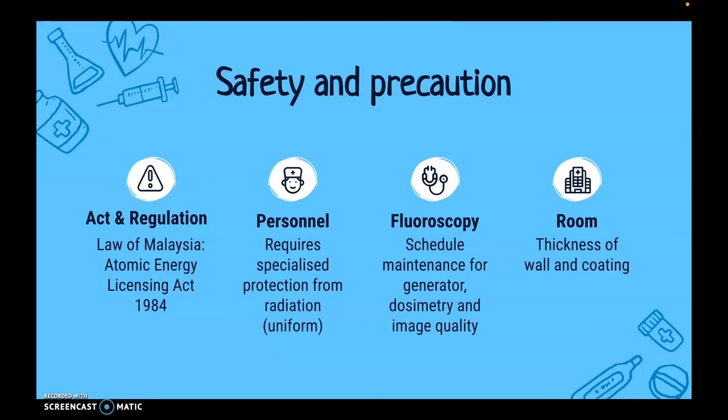For safety and precaution, there is an act and regulation like the other described modalities, which is the Law of Malaysia, Atomic Energy Licensing Act 1984. For personnel, it requires specialized protection from radiation, for example, lead apron, uniform, and sheets. The fluoroscopy machine must also always go for scheduled maintenance and be equipped with dosimetry for radiation monitoring. And lastly, the thickness of the room wall and coating must be assessed by the experts.